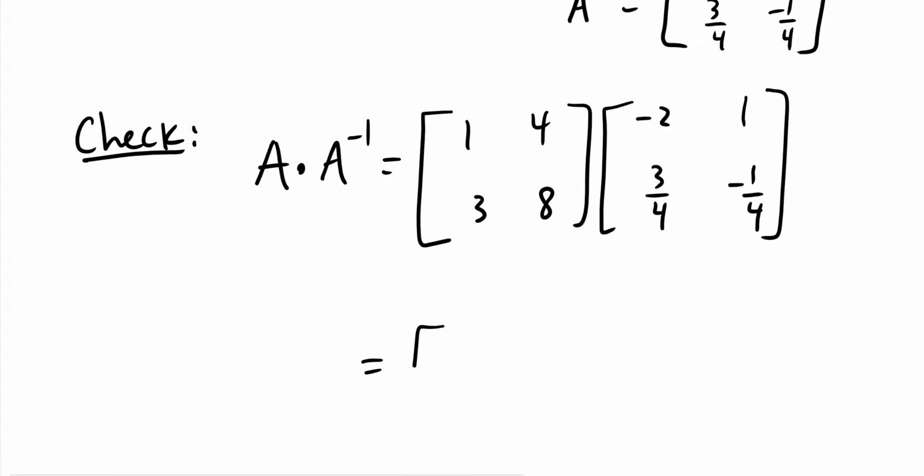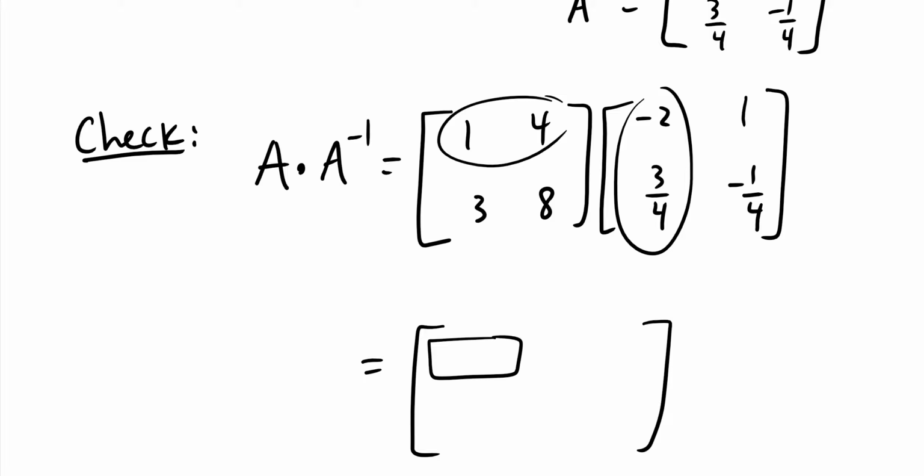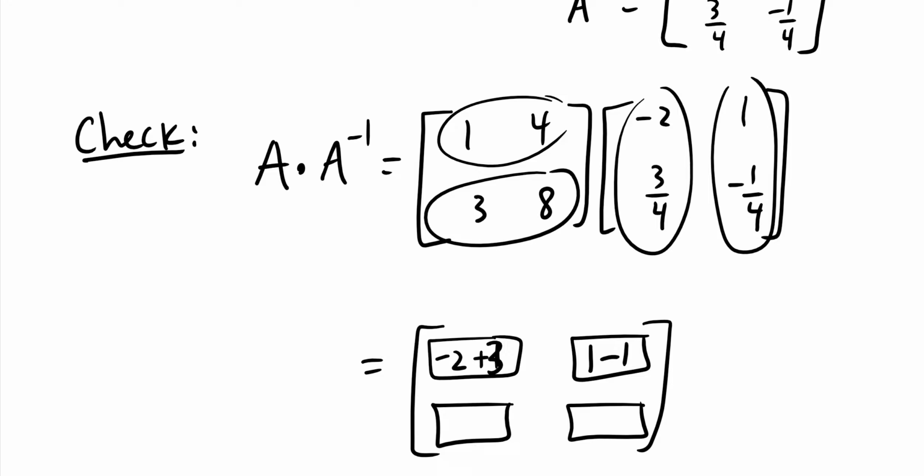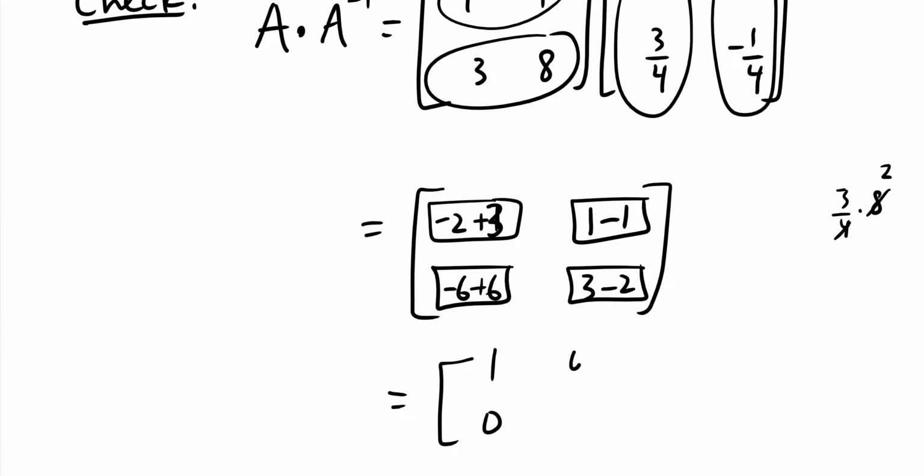What do we get for this? Row by column. Negative 2, 4 times 3/4 is 3. Same row by the next column: 1 times 1, 1; 4 times negative 1/4 is negative 1. 3 times negative 2 is negative 6; 8 times 3/4 is 6. 3 times 1 is 3; 8 times negative 1/4 is minus 2. Let's see what we get. That gives us 1, 0, 0, 1. So it worked.